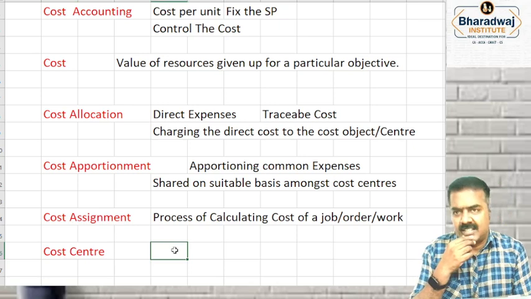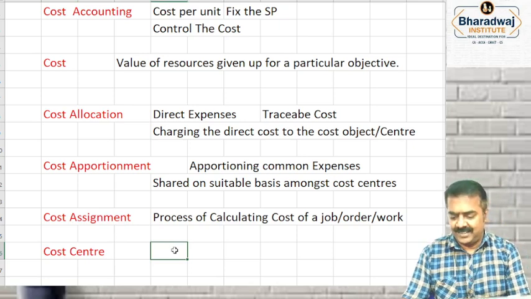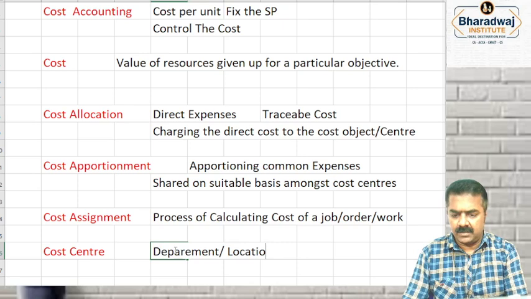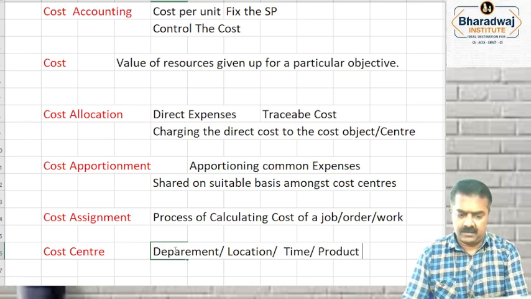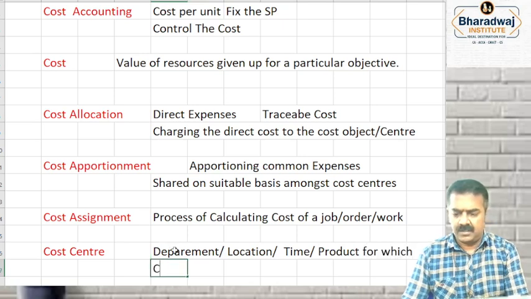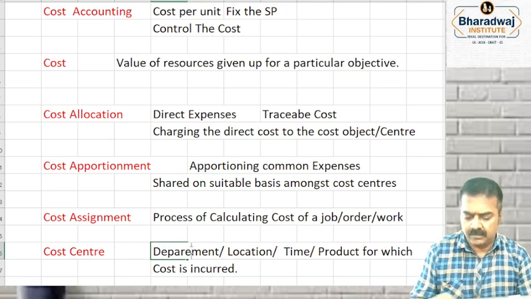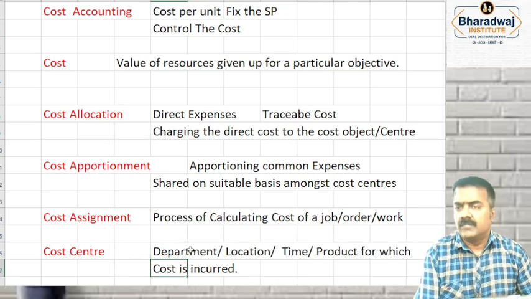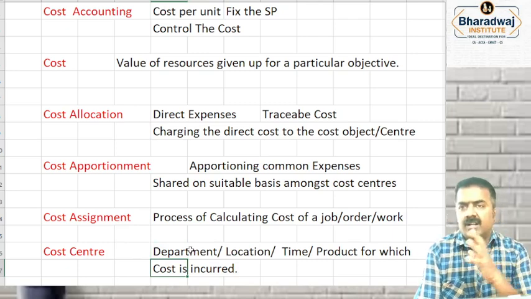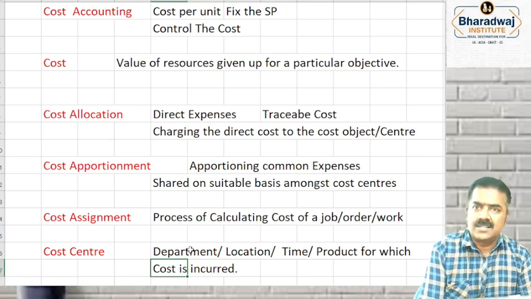Next, cost center. It can be a department, or it can be a location, or it can be time. It can be a product for which cost is incurred. Where no revenue will be there, only the cost is incurred.